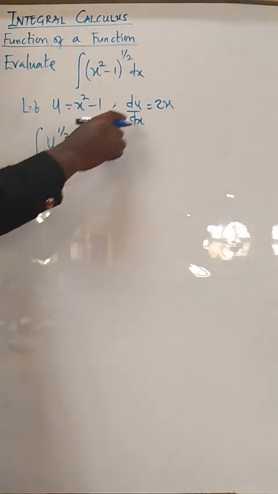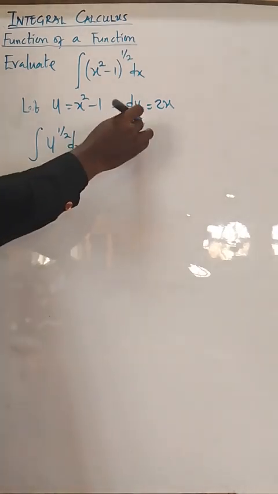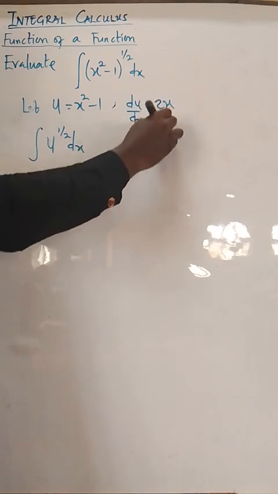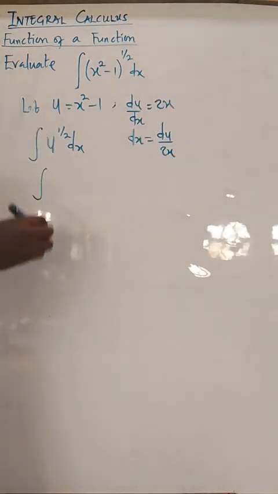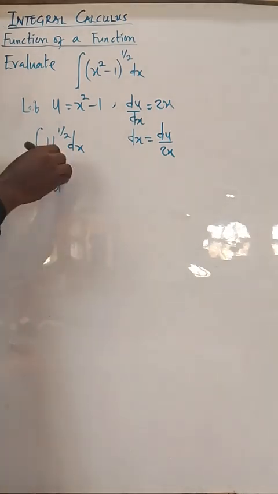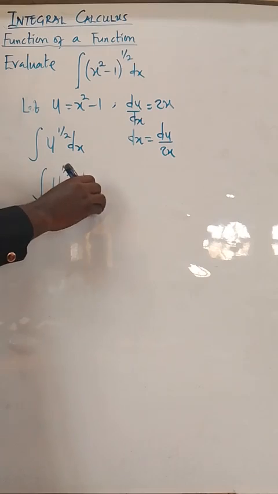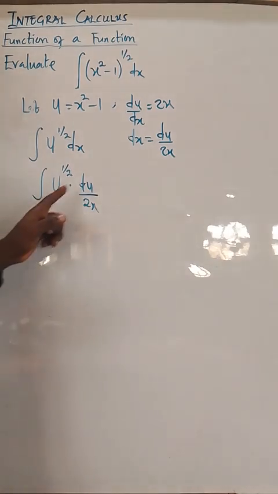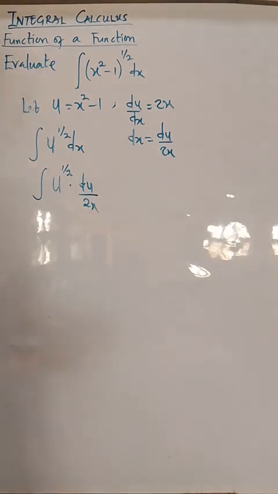But I said we cannot integrate u with respect to x. You have to replace it with the u. And from here, if you make the x the subject, the x becomes du over 2x. So this becomes the integral of u raised to power half, and what's now the dx? du over 2x. Now we think that, oh wow, we are done, we can continue. But there's a problem. We are having u with respect to u, and we're having 2x, and x is a variable.